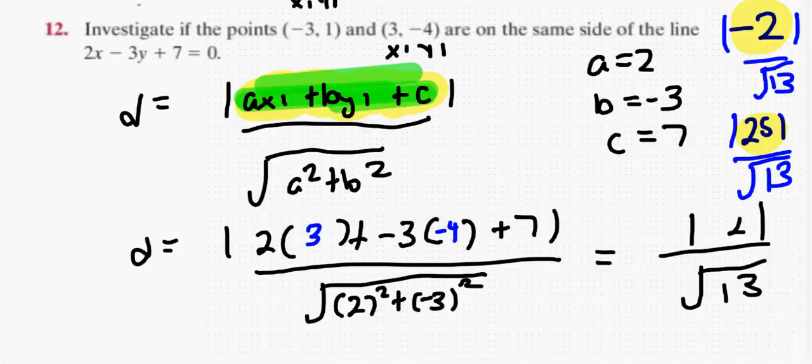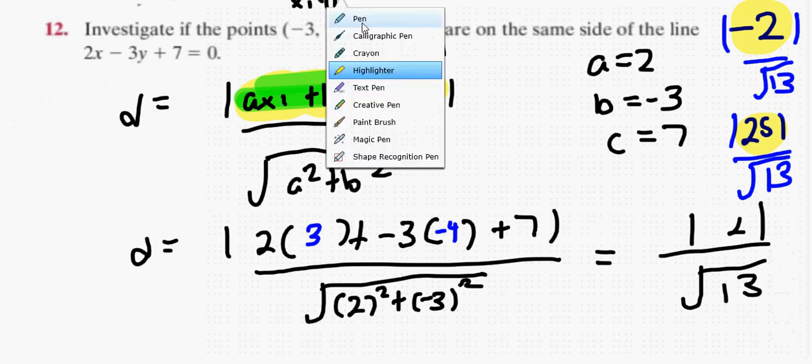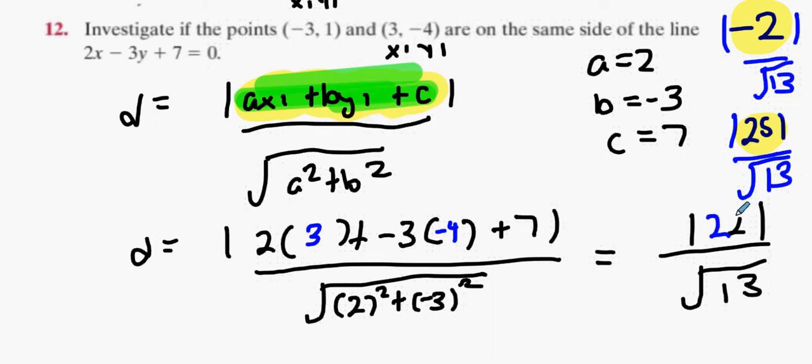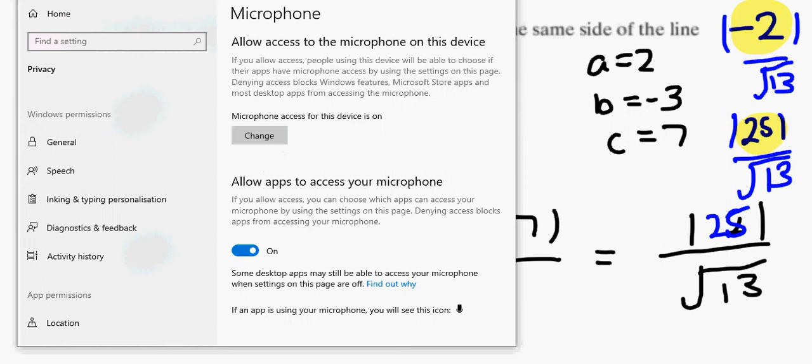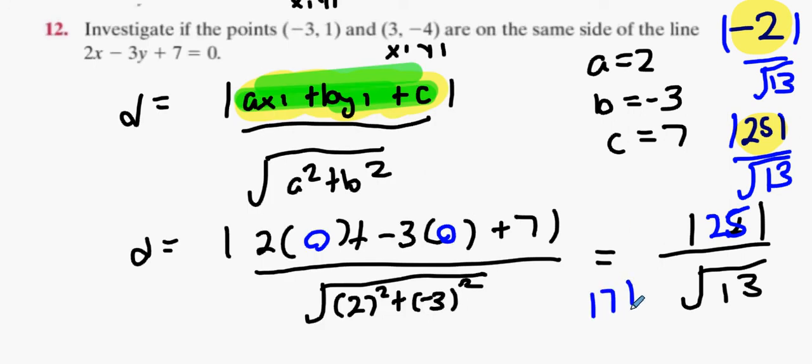So I'm predicting that if I use 0, 0, it should be a positive answer, like the positive 25. And is it a positive answer if I use 0, 0? It is, isn't it? It's a positive 7 over root 13. Is that right? So because it's the same sign, they're on the same side.